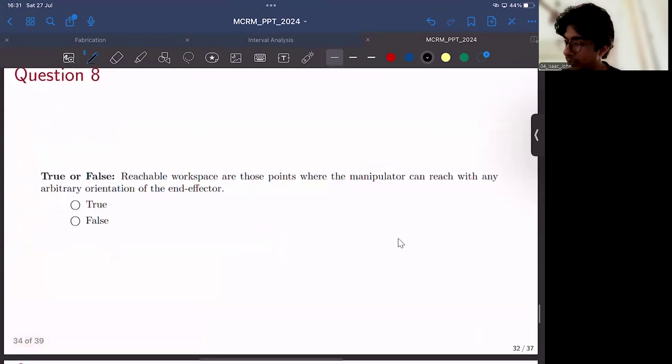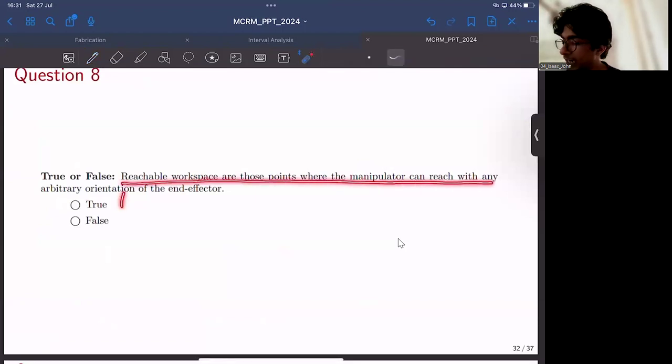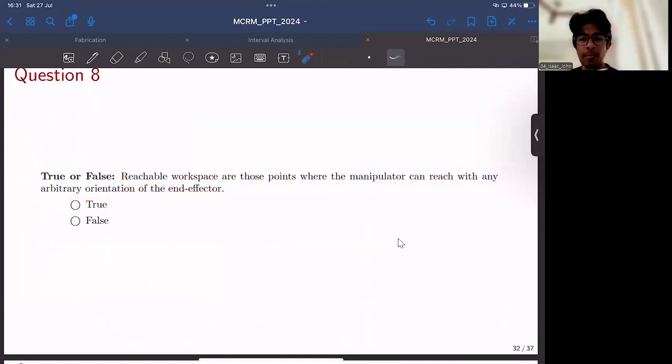So moving on to question 8. The reachable workspace are those where the manipulators can reach with any arbitrary orientation of the end effector. That is false because, as we have already seen, it's the dexterous workspace that can reach a point with any arbitrary orientation. Reachable workspace is only a set of points where the robot can reach. It does not really mean it has to reach there with all sorts of combinations.